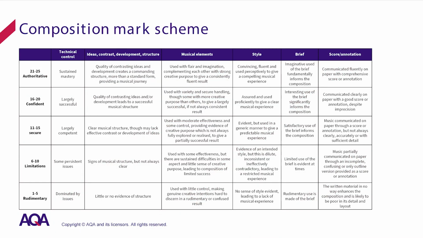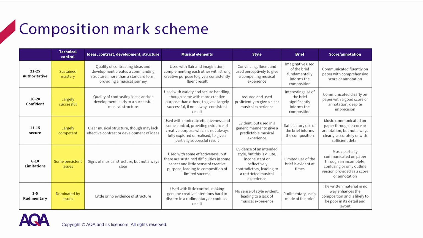This composition mark scheme covers all compositions except for Brief 1. The chorales are assessed against a different set of specific criteria which consider the success or otherwise of the keys and cadences, chord choice and progression, stylistic detail and part writing, again aligned directly with the authoritative, confident, secure, limited and rudimentary headlines. For free compositions, the brief column is not relevant, although examiners will consider the composition's intentions with regard to the context and occasion as outlined in the candidate's programme notes.